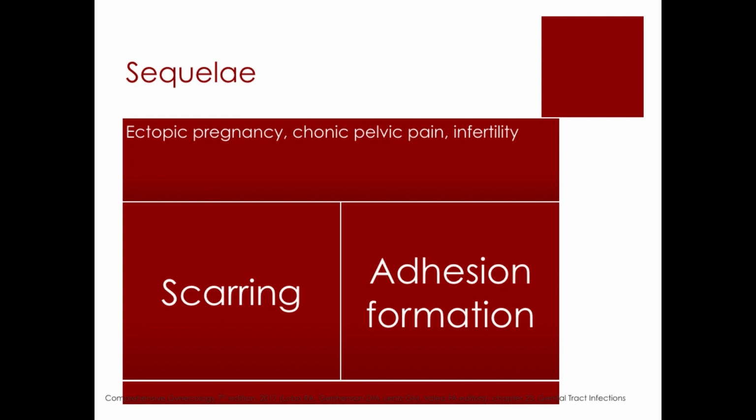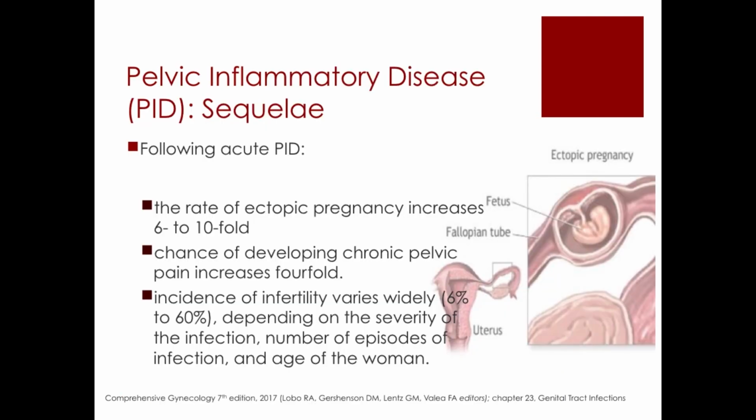Now, for the sequelae, ectopic pregnancy, chronic pelvic pain, and infertility are the most common sequelae of PID, and these are usually secondary to scarring and adhesion formation. Following acute PID, the rate of ectopic pregnancy increases 6 to 10-fold, and the chance of developing chronic pelvic pain increases 4-fold. The incidence of infertility varies widely, from as low as 6% to as high as 60%, depending on the severity of the infection, the number of episodes of infection, and the age of the woman.